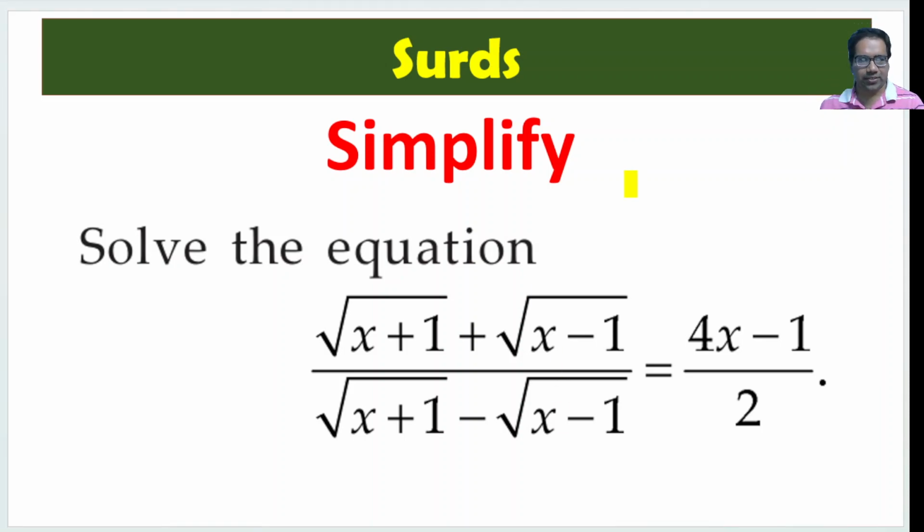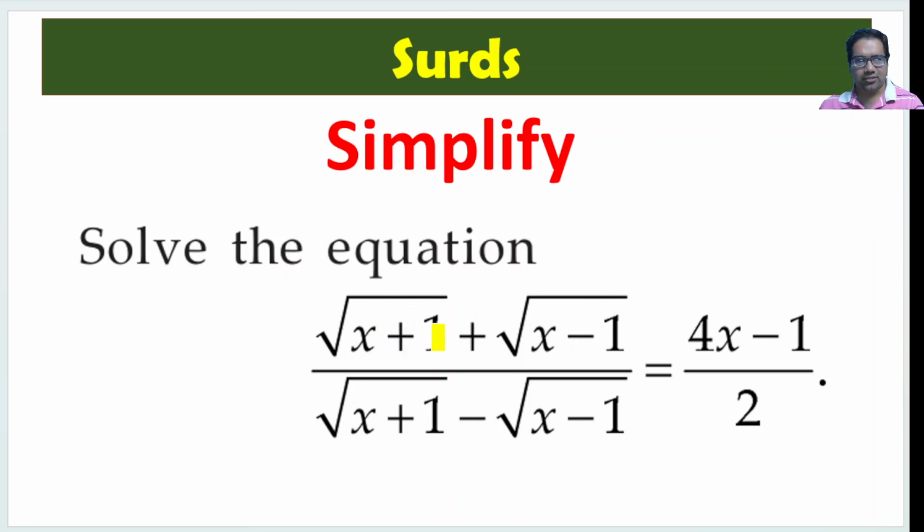Here is a nice equation. (root of x plus 1 plus root of x minus 1) by (root of x plus 1 minus root of x minus 1) equals (4x minus 1) by 2. How do we solve this? This equation looks clumsy, but there's a hint, right?